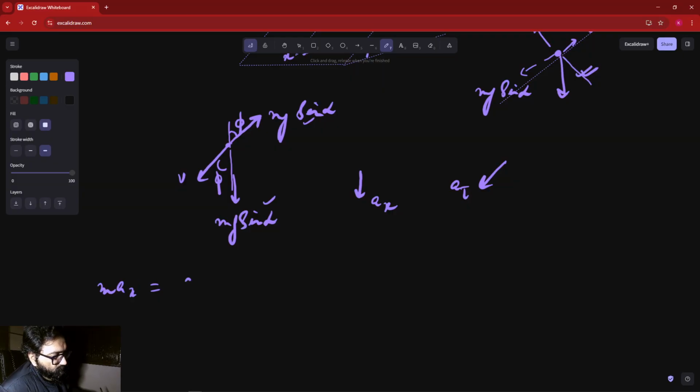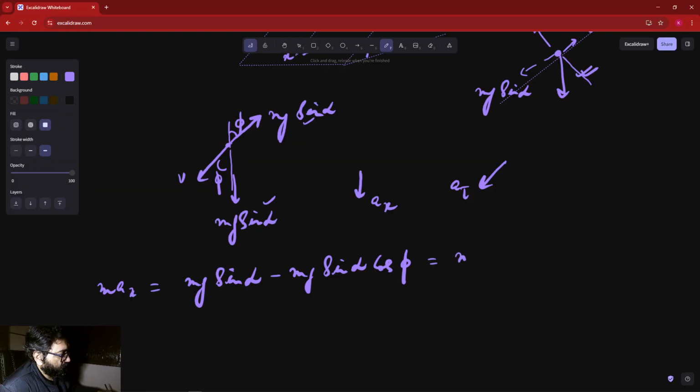What is this net force? Mg sine of alpha, right, minus mg sine of alpha into cos of phi, okay. So this can be written as mg sine of alpha into 1 minus cos of phi, okay. Let's say that this is my equation 1.